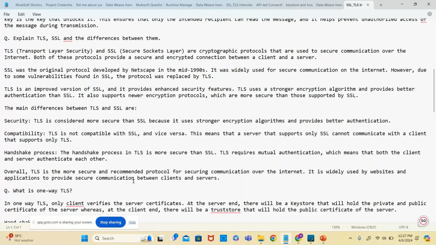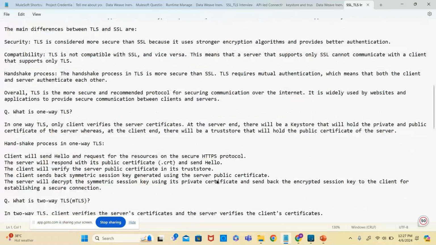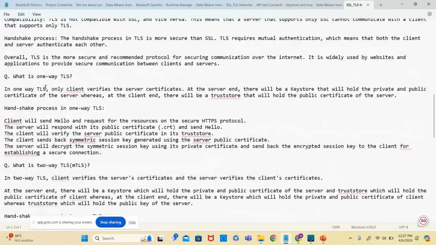Exactly. Now, what is one-way TLS and what is two-way TLS, and what is the handshake process in one-way TLS and what is the handshake process in two-way TLS? Okay, what is one-way TLS? In one-way TLS, only the client verifies the server certificate, right? At the server end there will be a key store that will hold the private and public certificate of the server, whereas at the client end there will be a trust store that will hold the public certificate of the server. See, whatever we have done, that has been put in words here.